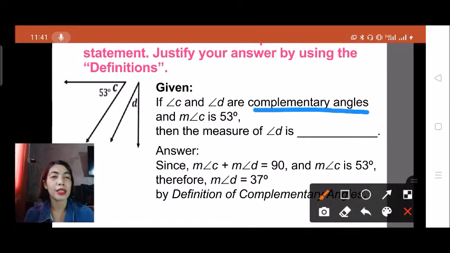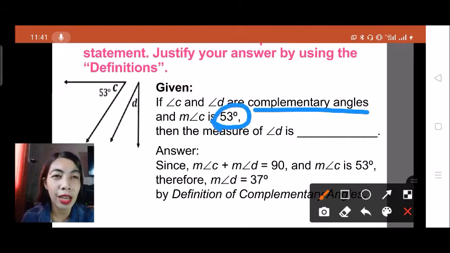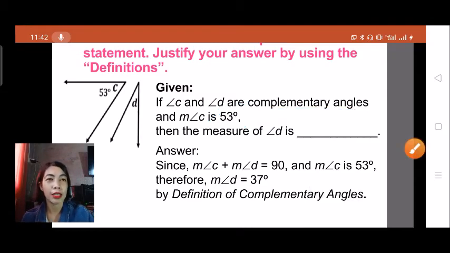Complementary angles. Ano ba yung definition of complementary angles? Two angles whose sum of the measure is 90 degrees. So, kung meron ka ng 53 degrees, isasubtract na lang natin siya kay 90 degrees. And therefore, the measure of angle D is 37 degrees by the definition of complementary angles.